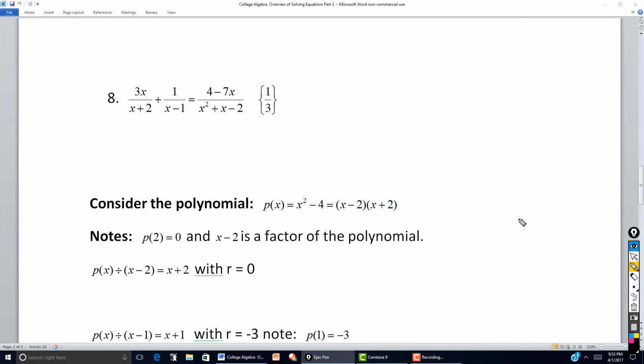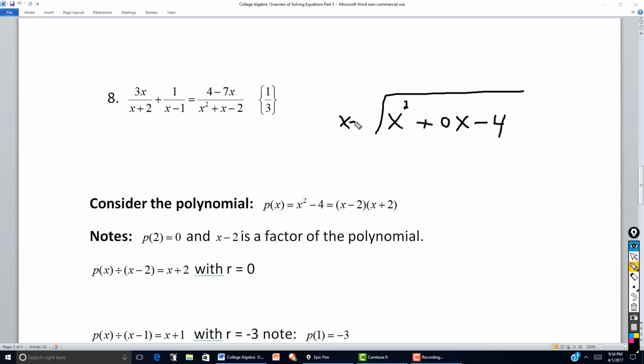So if I were to divide this out using long division, just to remind you, if I take x squared plus 0x minus 4 and divide it, I'm going to use a regular long division, divided by x minus 2.